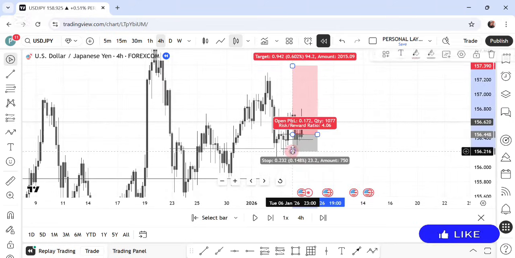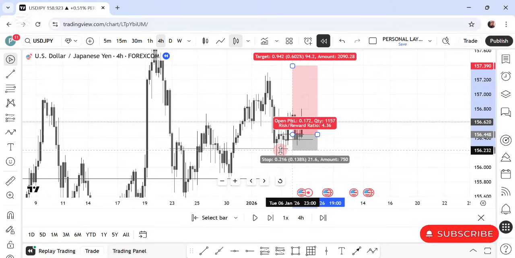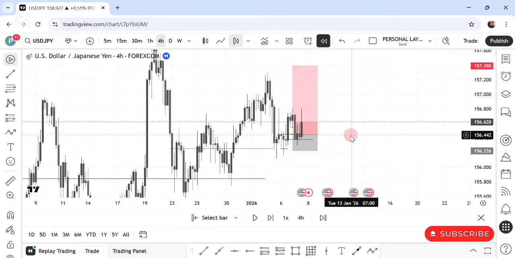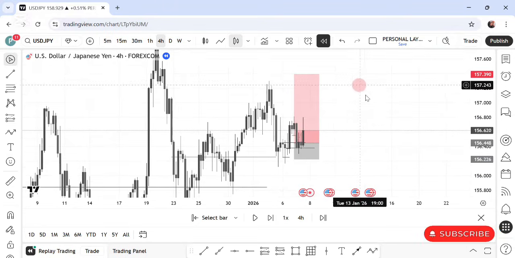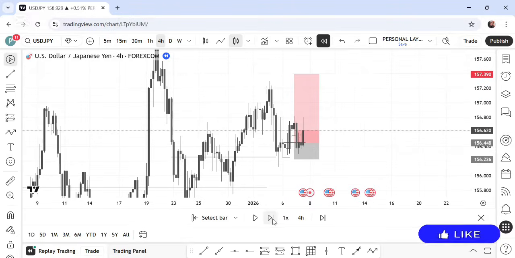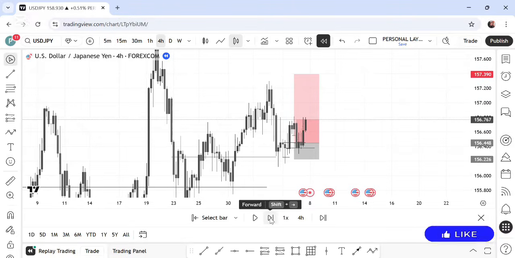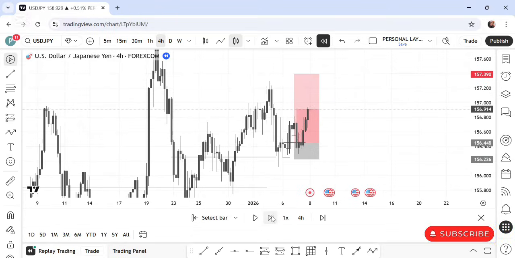So putting your SL below here is cool, but this is a sweep, so your SL should come below the sweep. This is how I set my SL, right? This is very, very perfect and very, very okay for you. So let's see something. Let's write it from here and see how it plays out. I'm going to bring it back so that we can look for confirmation entry, right? So let's see.